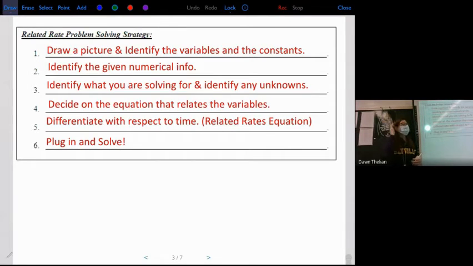Two, identify the given numerical information. Do I know the volume? Do I know the rate of change of volume? Am I given a radius? So identify what you have in terms of what it represents.